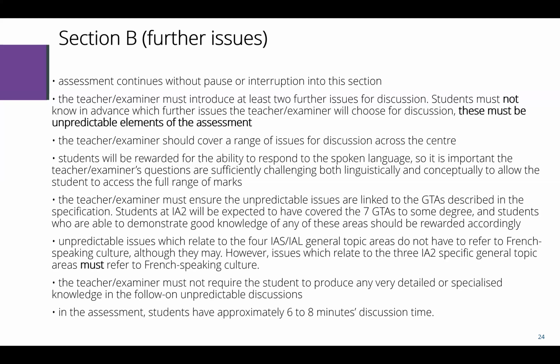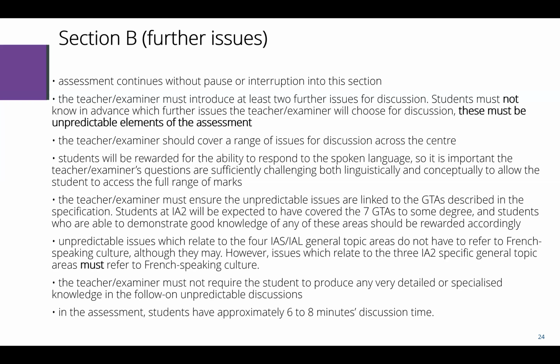And here you can see, just for confirmation of what I've been saying, that the teacher examiner must ensure that these unpredictable issues in this second section B are taken from the GTAs, the general topic areas, and students at A2 will be expected to have covered all 7 of them, so the 4 from AS and the 3, and they will be able to demonstrate that they know some things about those 7 general topic areas.